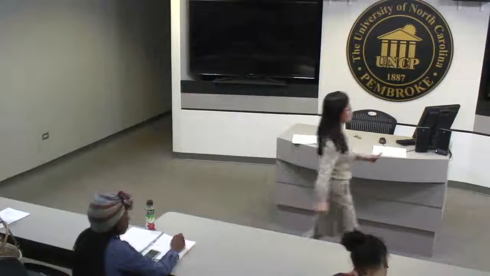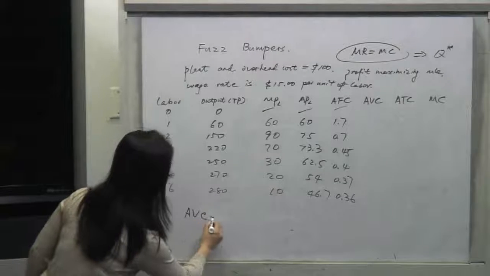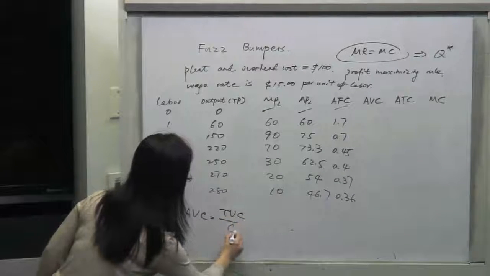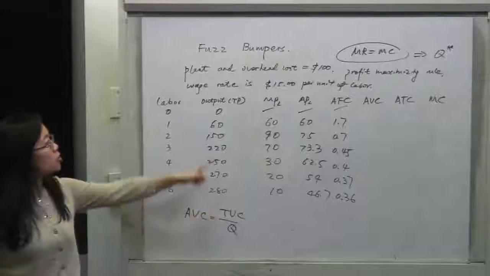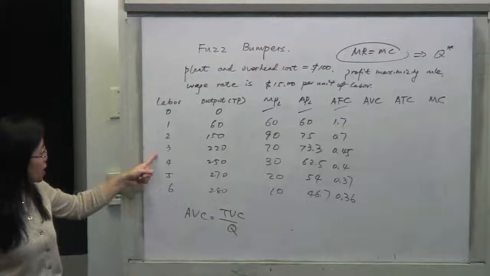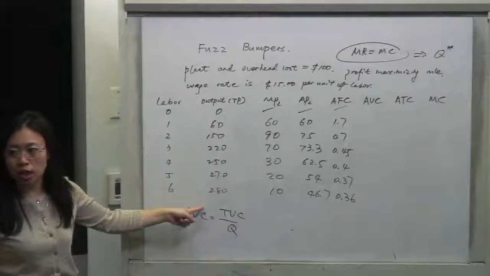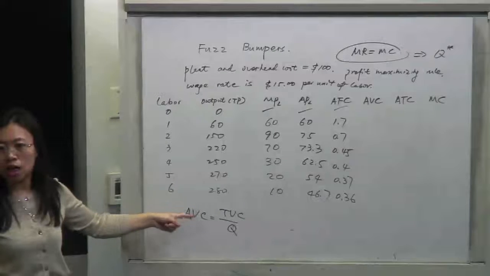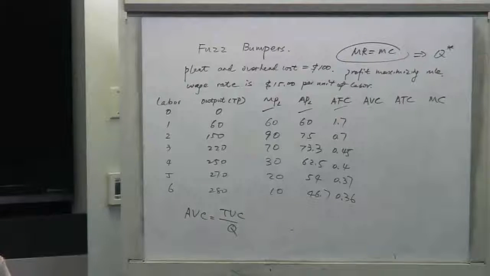Maybe this is more for a visual person. AVC is equal to total variable cost divided by output, right? How do we find this? You use $15 multiplied by each different unit of labor, and output is given right here. So for average variable cost, you multiply $15 by the labor and then divide it by the output. Does that make sense?